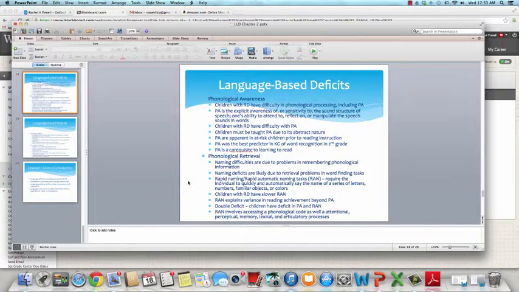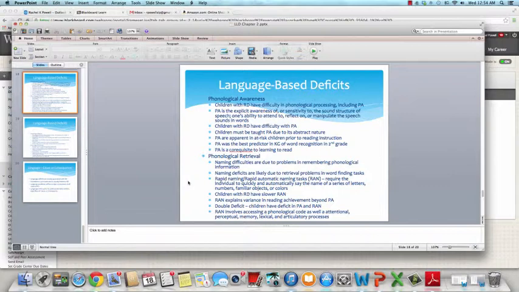Phonological retrieval. That is naming difficulties that are due to problems in remembering phonological information. Naming deficits are likely due to retrieval problems and word-finding tasks. And you have rapid naming or rapid automatic naming tasks, often referred to as RAN. This requires an individual to quickly and automatically say the name of a series of letters, numbers, familiar objects, or colors. And the state has some RAN activities in the dyslexia screener. That is a required component. In addition to the phonological awareness, you must have a rapid automatic naming task.